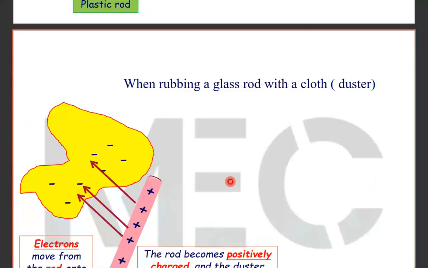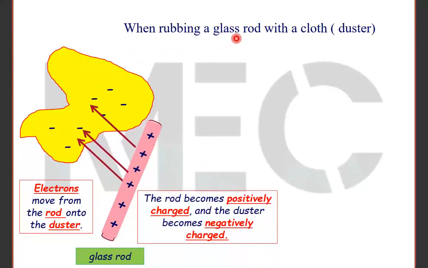Another experiment is rubbing a glass rod with a cloth. This time electrons move to the cloth, because a glass rod tends to lose electrons, but a plastic rod tends to gain electrons. This is an intrinsic property of these materials. We'll study this more later. So electrons move from the rod onto the duster in this case, and the rod becomes positively charged, and the duster becomes negatively charged.